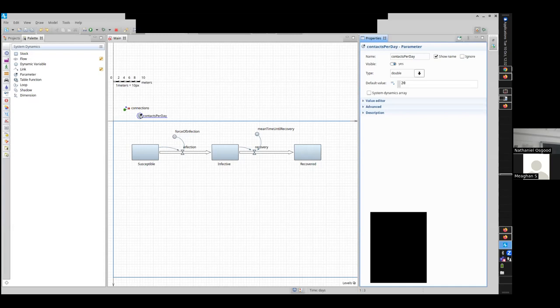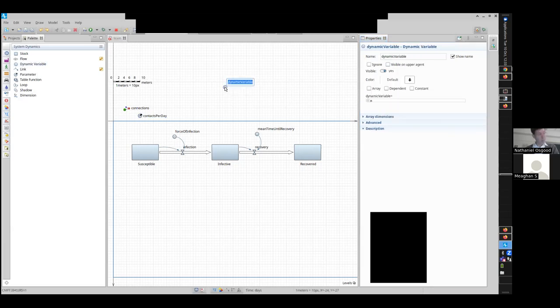It's exactly right. So we need some way of figuring out what fraction of the whole population are infected, and that might give us a pretty good sense of the people being met by the susceptible, what fraction of them are infected. So we're going to do a little bit of work.